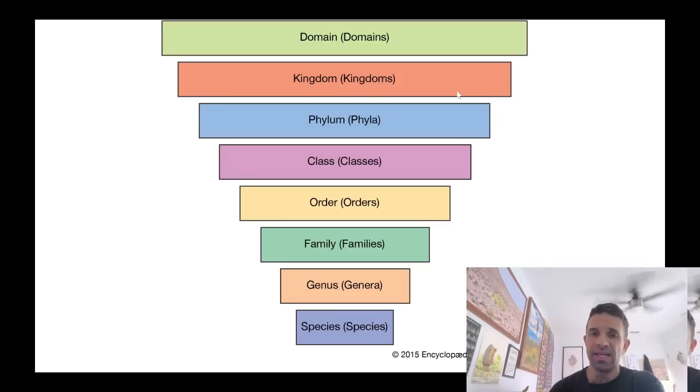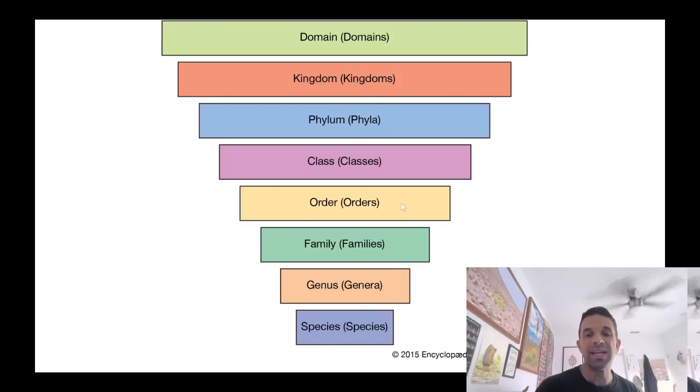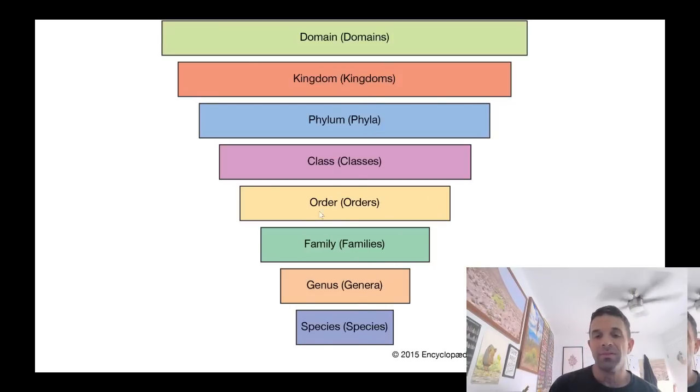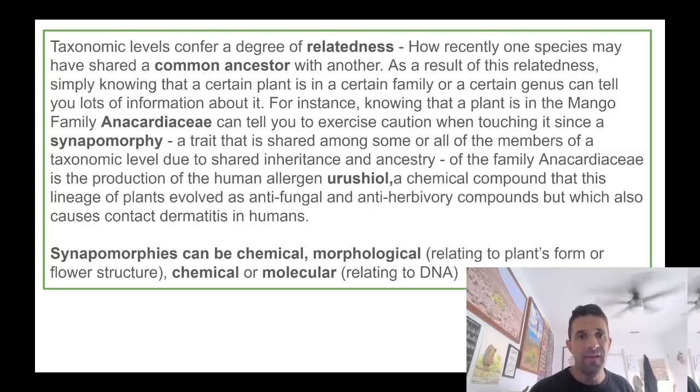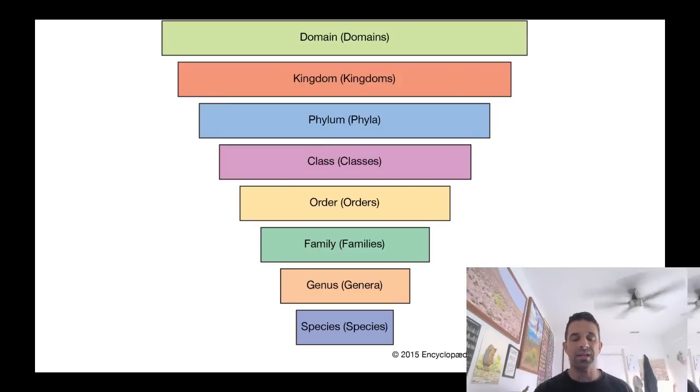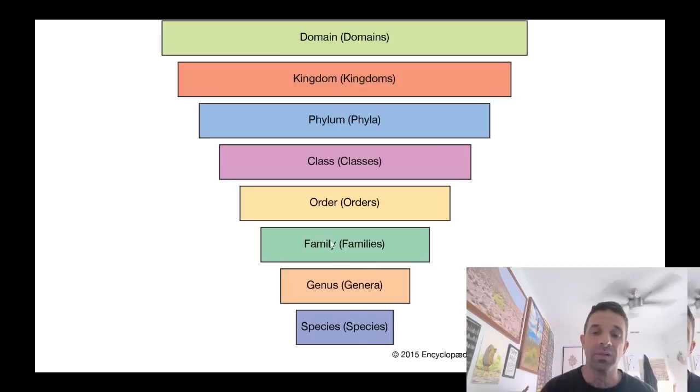Okay, and there's taxonomy again. Just remember, we're only concerned with mostly order, family, genus, and species. And then as you zoom out, each taxonomic level, family, order, class, etc., gets more broad and encompasses more organisms. It's literally zooming out on the tree of life. Taxonomic levels confer a degree of relatedness, how recently one species may have shared a common ancestor with another. Things that are in the same order are not necessarily as closely related as things that are in the same family or the same genus.